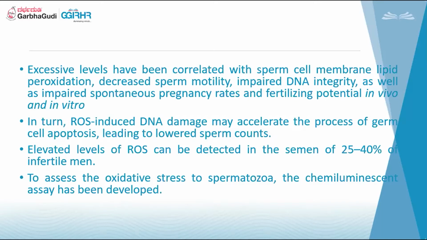ROS-induced DNA damage will accelerate the process of germ cell apoptosis, leading to lower sperm count. Even the count will reduce. If there is more ROS, obviously the germline process will not take place, spermatogenesis will be affected, and then again the count will reduce.